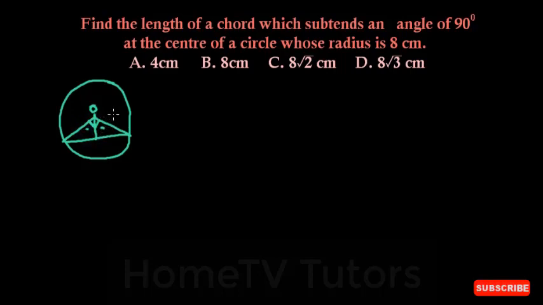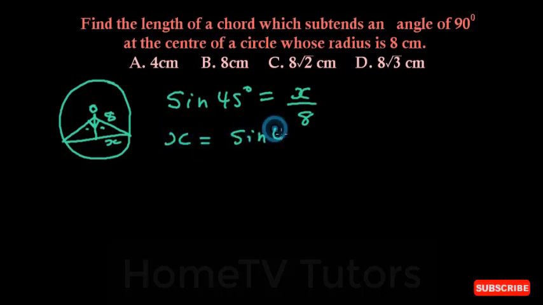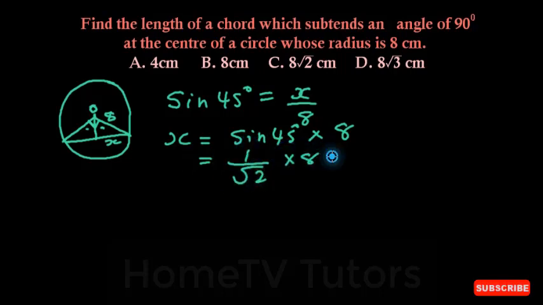So we're given the radius as 8 centimeter. This length, let's assume it's x. So we are to find this x. We're given the angle here, 45, so we have sine 45 degrees equals opposite, which is x, over the radius 8. So x is now equal to sine 45 degrees times 8, and sine 45 degrees is 1 over root 2 times 8, and that gives us 8 over root 2.